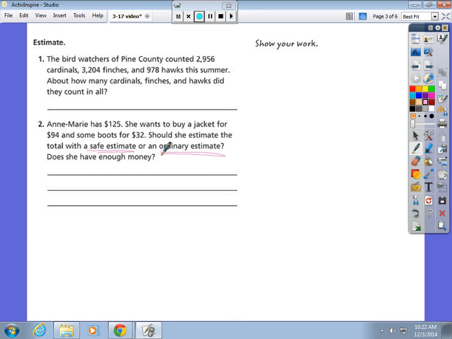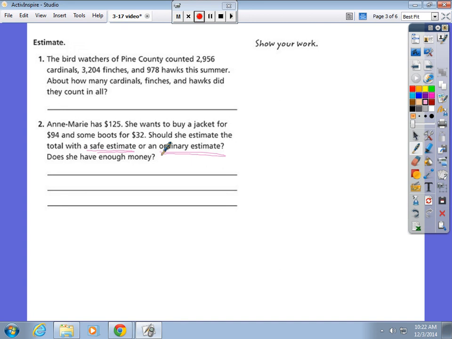An ordinary estimate is when you're just going to estimate. It rounds to the nearest number. You're going to use that as your estimate for whatever problem you're solving. Oh, that's a reasonable answer. It's near my estimate. Now, a safe estimate is something that you often use with money.